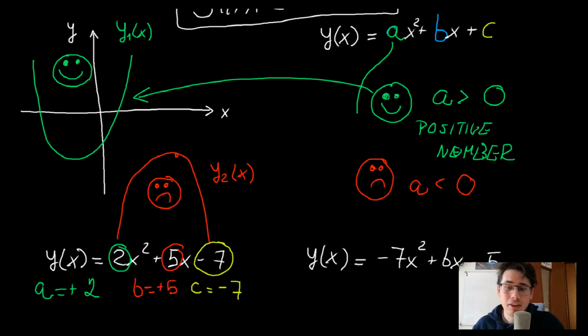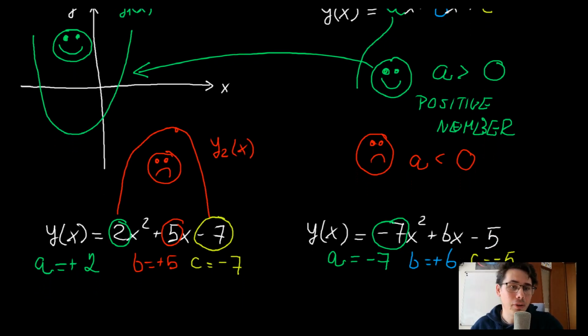Minus 7. Going into the other problem, let's go again with a nice green. A is minus 7. B is plus 6. And the last one, I think you got it, it's simply minus 5. So only looking at the A value, we see A right here is larger than 0.